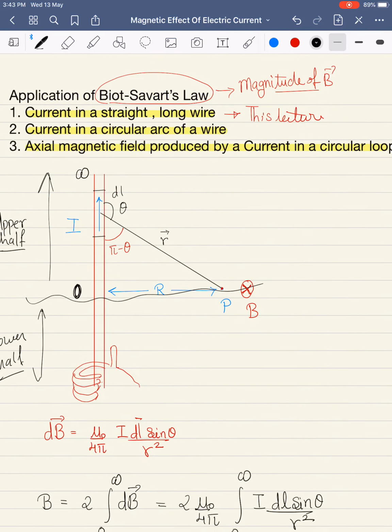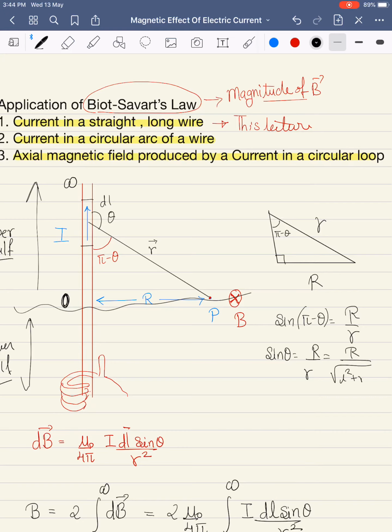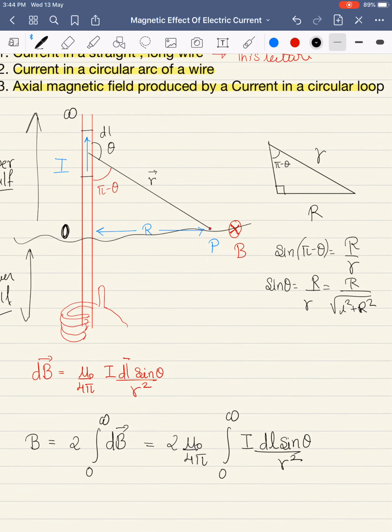Now when I say about the r value, what is that r value? Look over here. If I consider a triangle, this is small r, this is capital R, and this angle is pi minus theta. So sin of pi minus theta is capital R by small r. Sin of pi minus theta is also sin theta, so I can say capital R by small r, which I can write as capital R by under root of L square plus R square. Got it clearly?